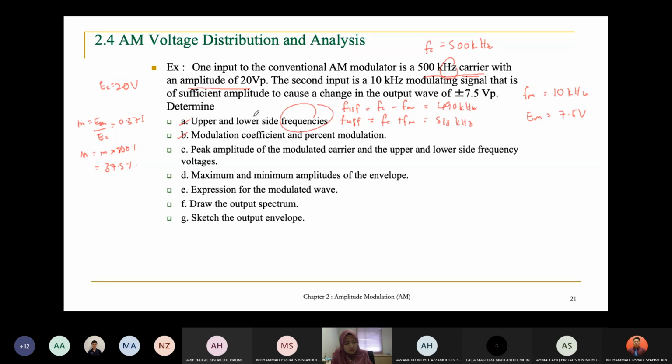Okay, C. Try and calculate C: the peak amplitude of the modulated carrier and also the upper and lower side frequency voltages. Don't get confused. Even though this statement has the frequency and the voltage, the question actually asks you for the voltage, the amplitude for the upper and lower side frequency. So this is actually the EUSF and also ELSF.